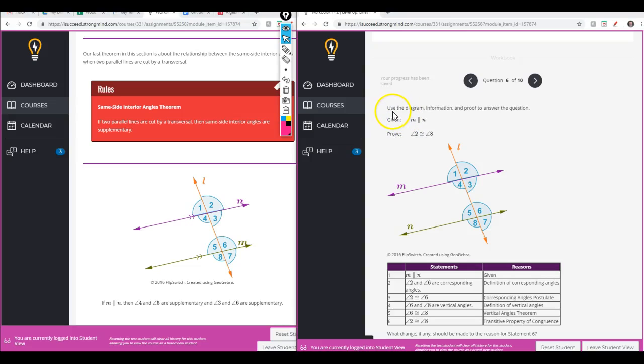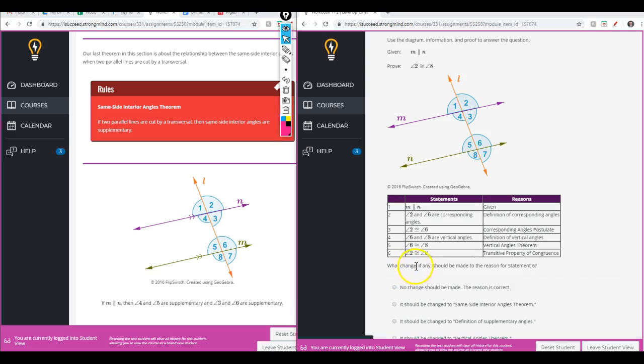All right, question 6. Use the diagram, information, and proof to answer the question. Given that M is parallel to N, prove that angle 2 is congruent to angle 8. What change, if any, should be made to the reason for statement 6? Okay, the best way to make sense of any changes would be to read the proof.